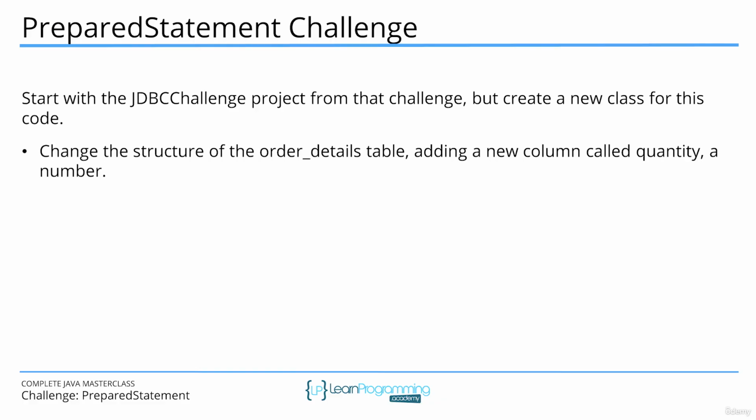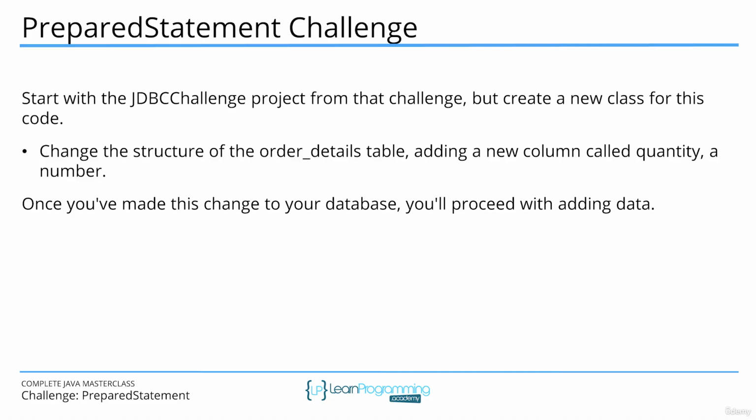First, I want you to change the structure of the order_details table, adding a new column called quantity, a number. I'm purposely not telling you which DDL command to use, since this should be easy to look up. Once you've made this change to your database, you'll proceed with adding data.